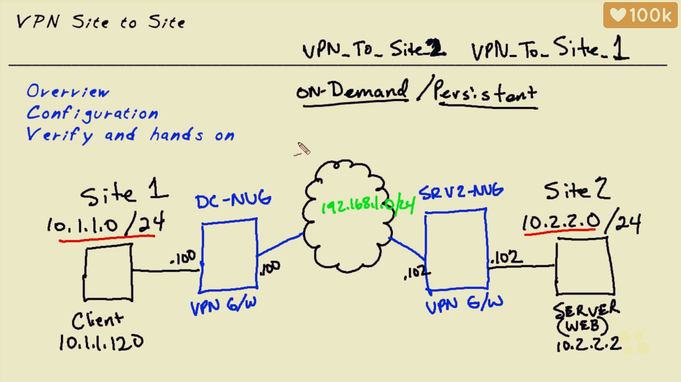When we create the on-demand interface here on DCNUG, what we're going to do is we're going to name it VPN to site 2. And on server 2, when we create the on-demand interface here, we're going to name it VPN to site 1. And that way, when they talk to each other, they're going to use those interface names as part of the authentication to allow the VPN tunnel to come up.